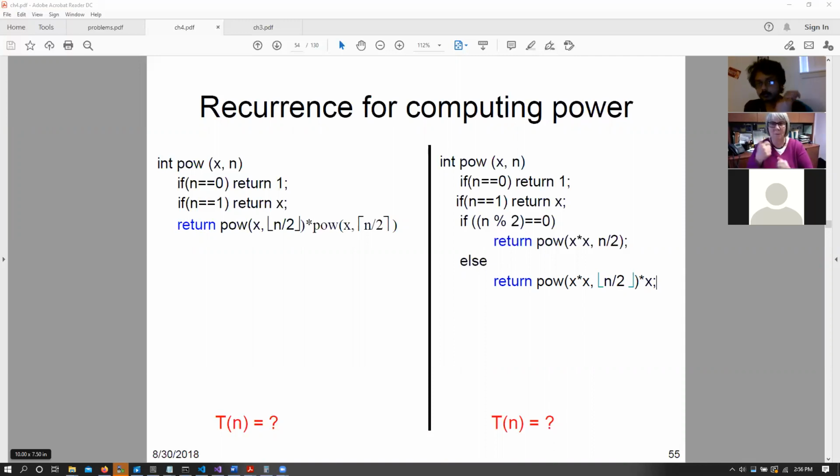Remember how you divide the subproblems, how you combine the subproblems, and what is the base case complexity.